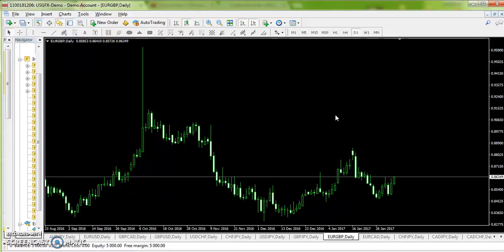As you see, this market is in a downtrend from this point, from September 2016 onward up till December 2016, right? And from December 2016 there is an uptrend expectation.